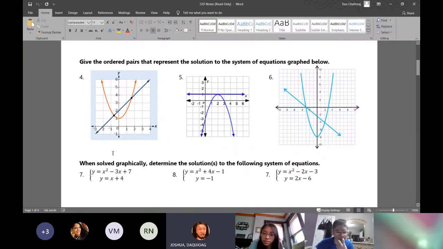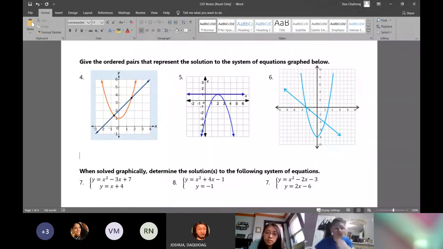And if we were to write the ordered pairs here, what would the ordered pairs be? What would the solutions be? It's x equals, you can estimate here. It's like negative 3/4 maybe for x, right? And that's going to give us the ordered pair negative 3/4.